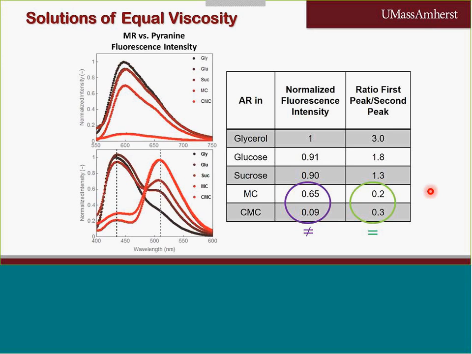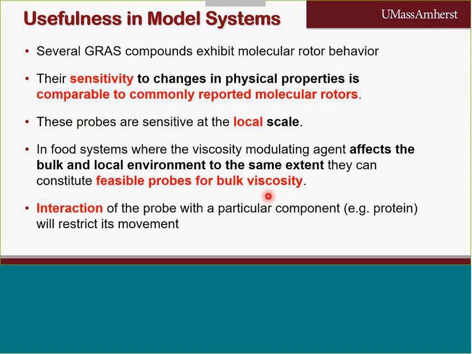This suggests that particular components establish some kind of interaction with the molecular rotor, restricting its movement, and that's something we can exploit. If we identify those particular interactions, we can make these probes more sensitive to the physical environments of particular foods. Overall, we can say that several food compounds exhibit molecular rotor behavior. Their sensitivity to changes in the physical properties is comparable to commonly reported molecular rotors.